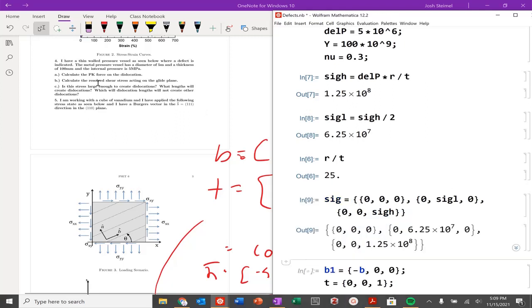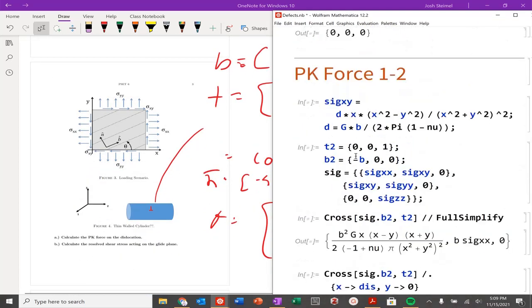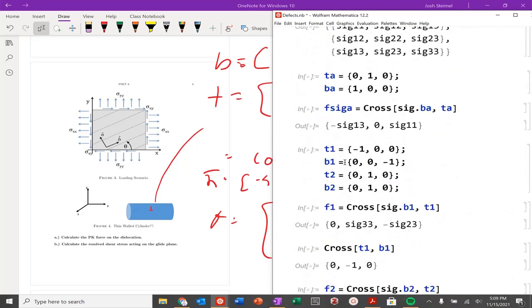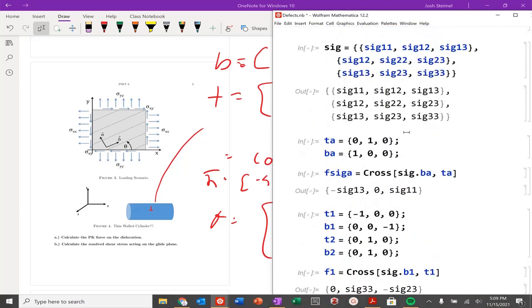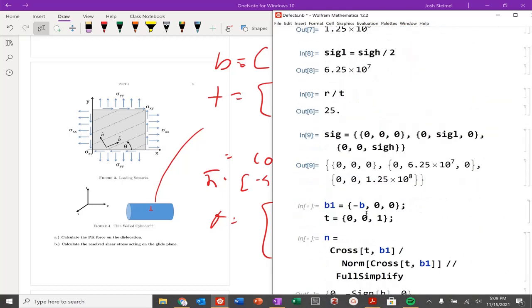So that is my stress tensor. So I need to first calculate what is the PK force. So we know our description for our PK force. So let's go ahead and look back at that. So our PK force, we'll grab this guy. So again, I'm going to assume that is my Burgers vector direction.